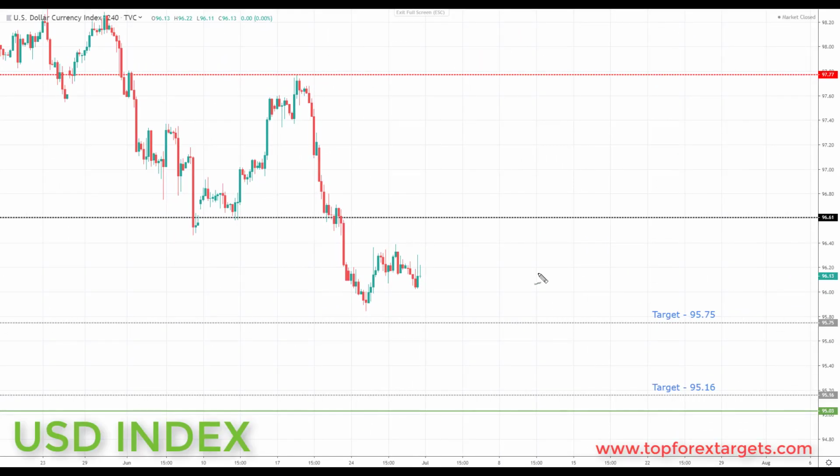As always, starting with the US dollar index. Now, last week we pretty much moved sideways in the dollar index. We are still looking for further declines to the downside in the US dollar index. We are going into next week with a bearish view on the US dollar.